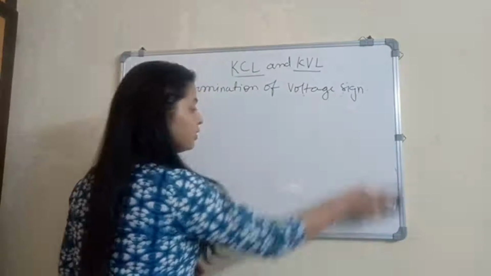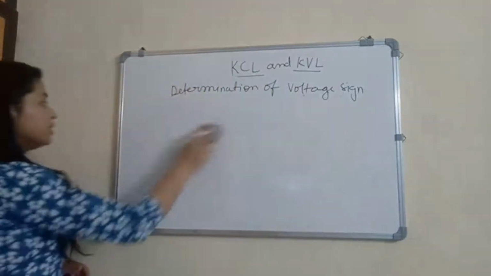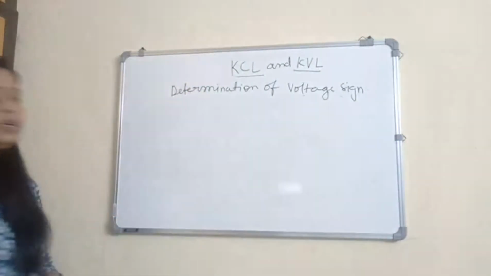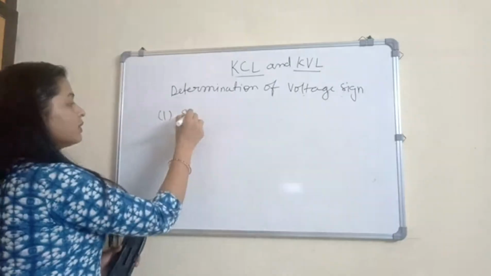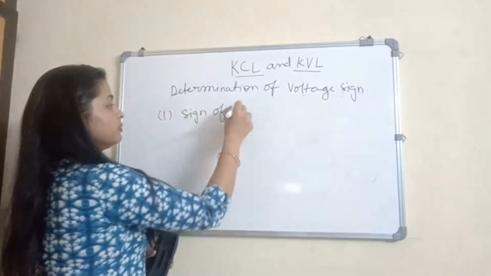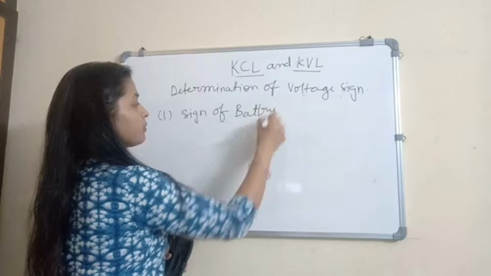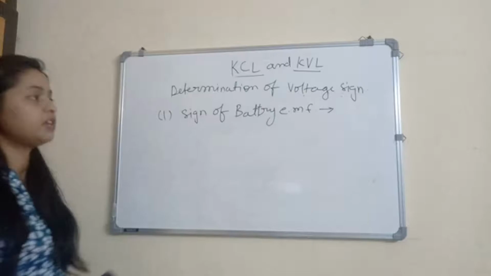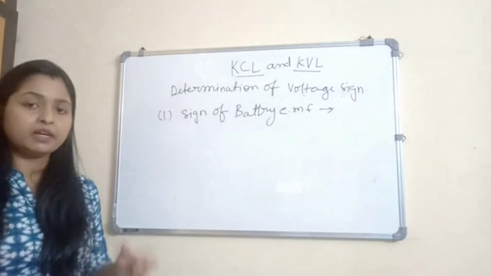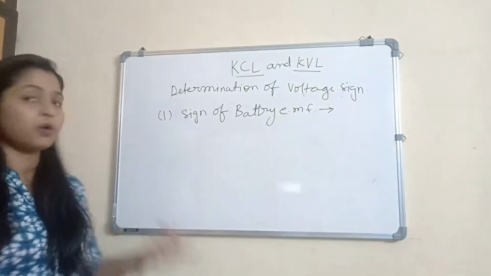The determination of sign. How we see those determinations, how we consider whether the source is positive or negative. So the first is we can classify this in a few categories. First, sign of batteries, sign of battery EMF sources. If I talk about the sign of a battery, how do I consider, when the battery is connected, whether the battery is positive or negative?